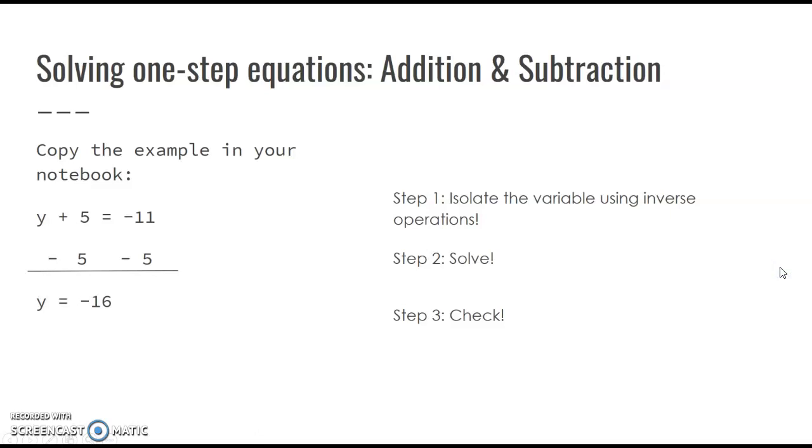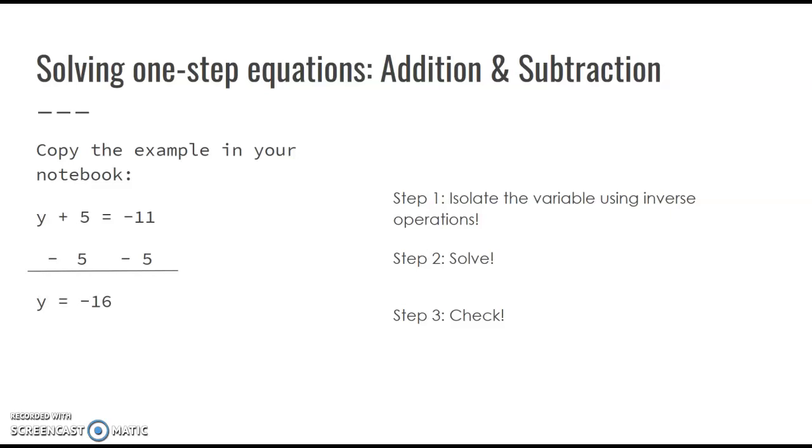Alright, I want you guys to go ahead and copy this example in your notebook. We have y plus 5 is equal to negative 11. Automatically, you guys are saying, oh, we know what y is. I know you know what y is, but can you show me that? So, step 1, we need to isolate the variable using inverse operations. I think you guys remember that, but we're going to refresh your memory.